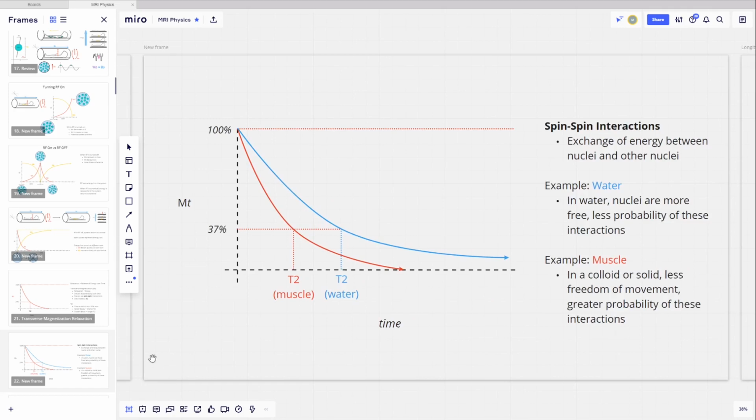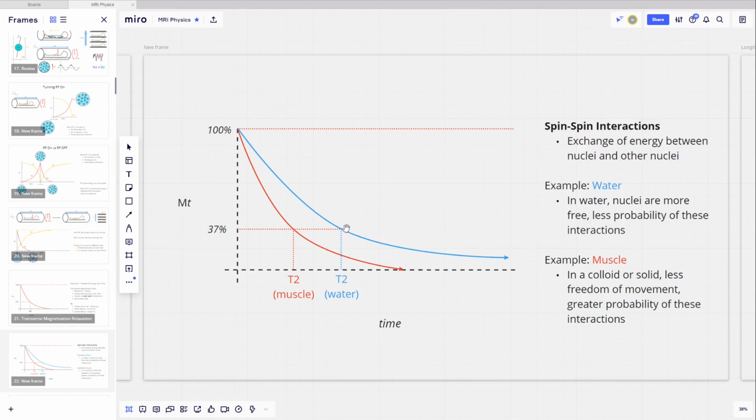So a little bit more on spin-spin interactions. We said it's the exchange of energy between nuclei and other nuclei. One example would be water. Okay, so the blue is the curve of water. In water, nuclei are more free, right? It's free flowing, free moving. There's less probability of those water nuclei interacting with each other. So, like we said before, if there's less probability of those spin-spin interactions occurring, your decay is going to be slower. It's going to take a longer time for the system to get rid of energy through that mechanism. And that's this blue slope here. As a result, if we figure out at what time there's only 37% left, T2 of water is out here.